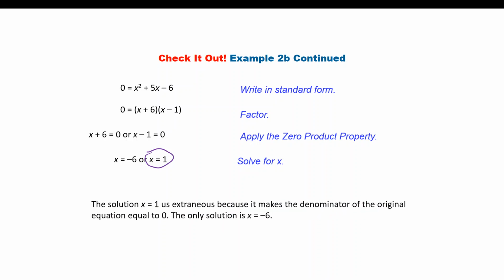So the solution x equals 1 is extraneous because it makes the denominator of the original equation equal to 0. The only solution is x equals negative 6.